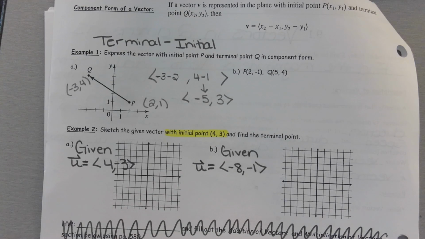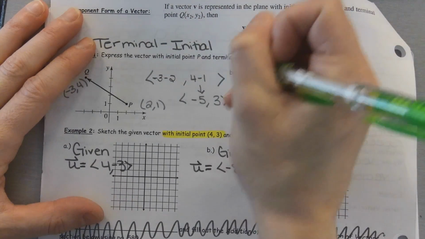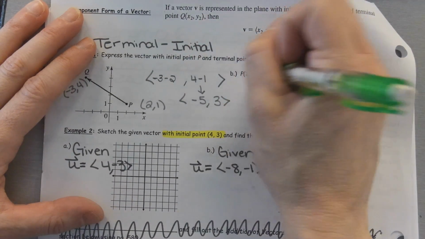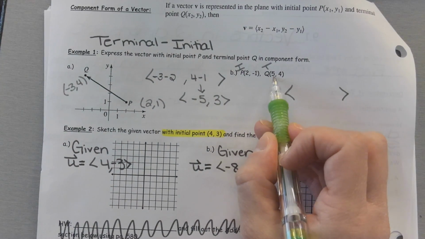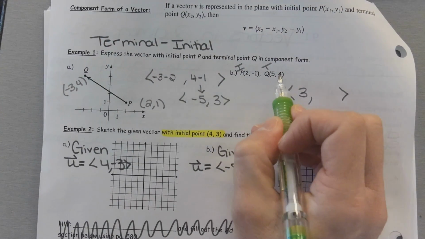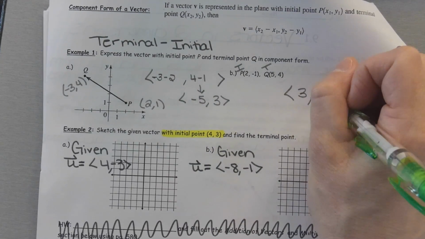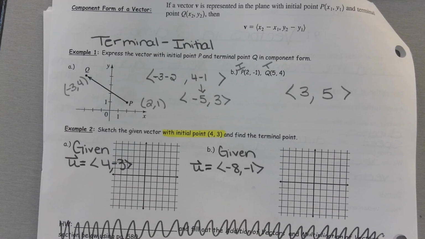Okay. Next one is asking us the same thing, but we don't get a picture. So we're going to do, again, terminal minus initial. Let's see. Initial point P, so I'm going to assume this is initial as well, and this is my terminal here. So terminal minus initial, 5 minus 2, 3. Terminal minus initial, 4 minus -1, 5. So again, you're looking at each component separately from each other, looking at the x's and then looking at the y's, and we're subtracting, so we're being careful with any negative signs that we might encounter.